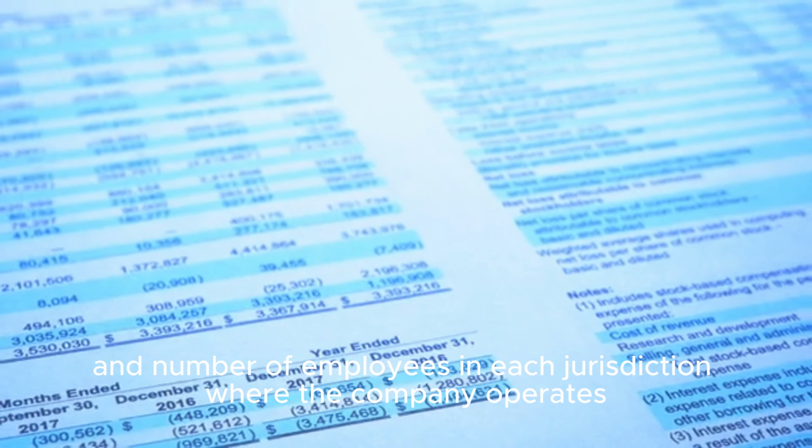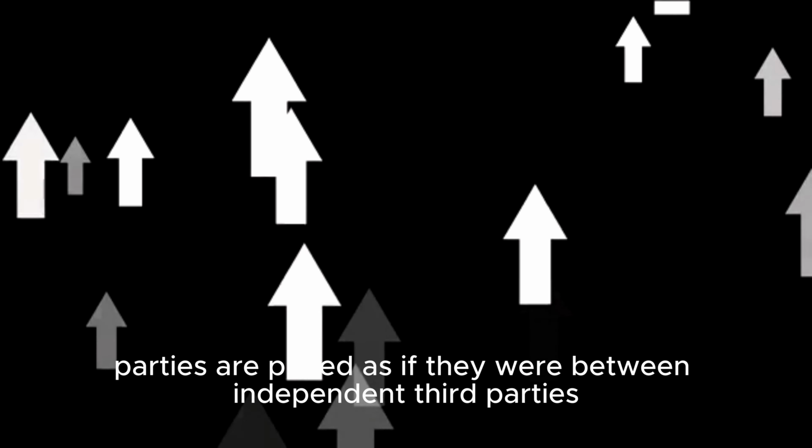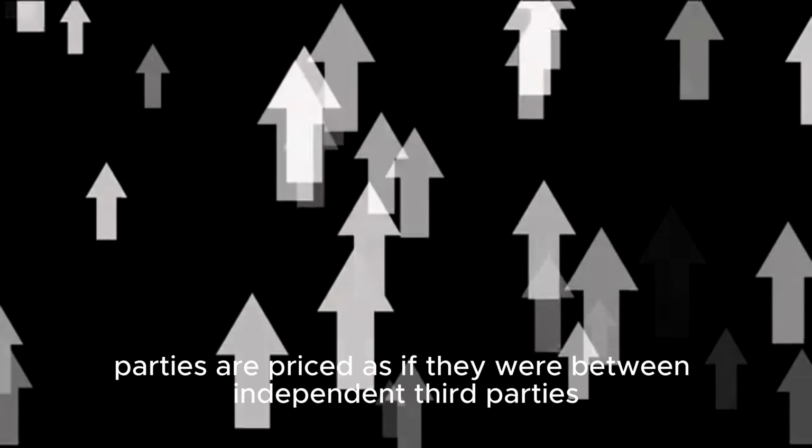Local transfer pricing documentation. Firms must maintain local files that include documentation related to transfer pricing practices. This ensures that transfer pricing arrangements are in line with the arm's-length principle, meaning that transactions between related parties are priced as if they were between independent third parties.